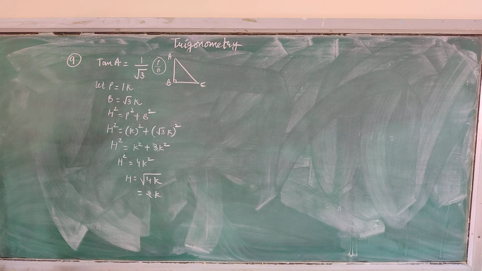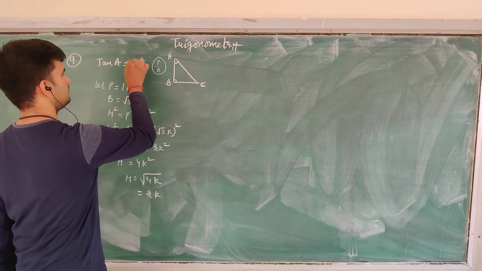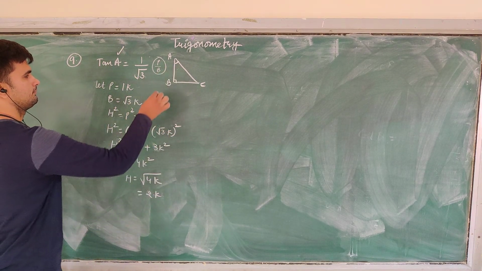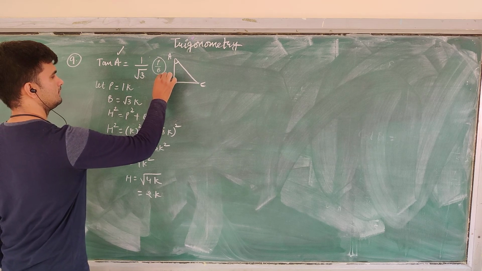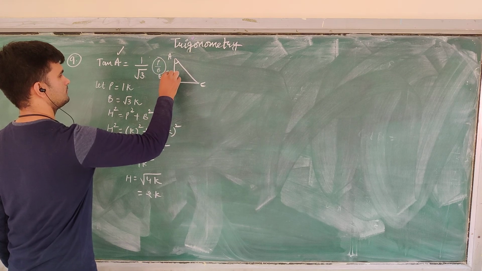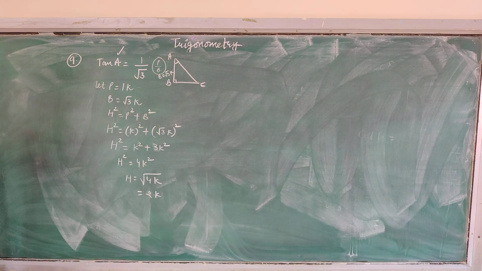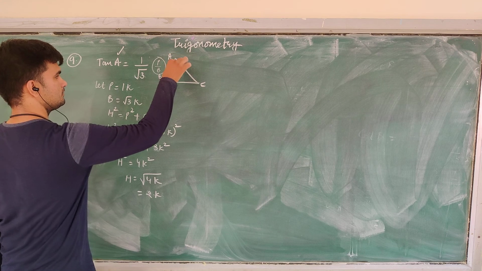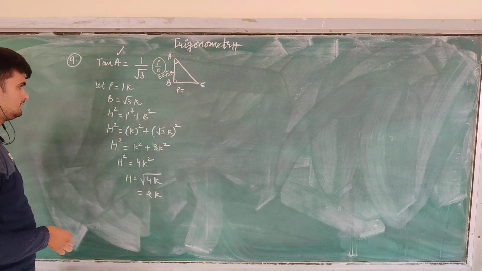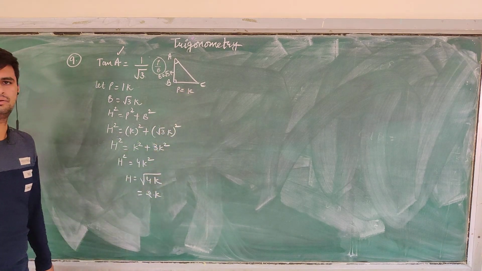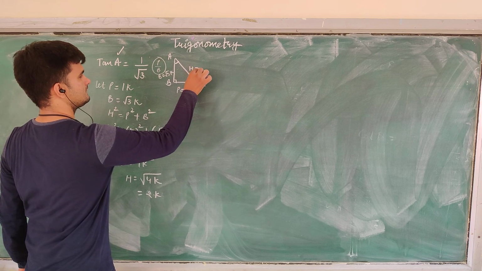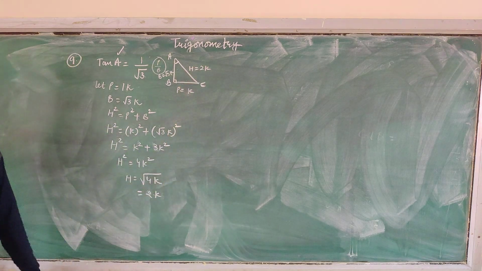See here, angle is at point A, it means this AB is base, so here base is equal to root 3k, right? Side opposite to given angle, it is perpendicular, and here this perpendicular is equal to k. AC is the greatest length, hypotenuse, so x is equal to 2k.